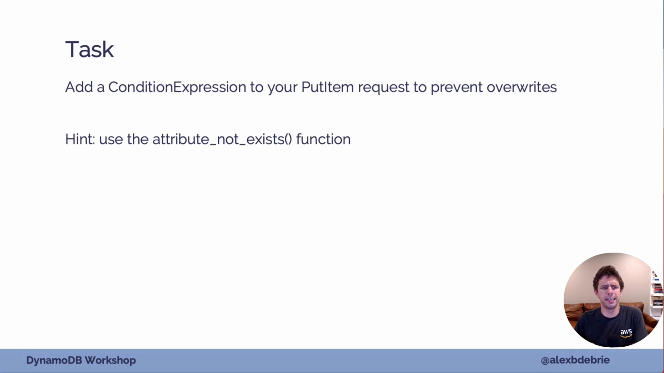So let's move into your task here. We want to add a condition expression to our put item request to prevent overwrites, right? If someone adds a new user and that user already exists, we don't want to overwrite that existing record. One hint here is you're going to want to use the attribute not exists function when you're writing data into your table. So again, pause the video, take a few seconds, read the documentation, figure out how to do it, and come back when you're ready to see how it's done.